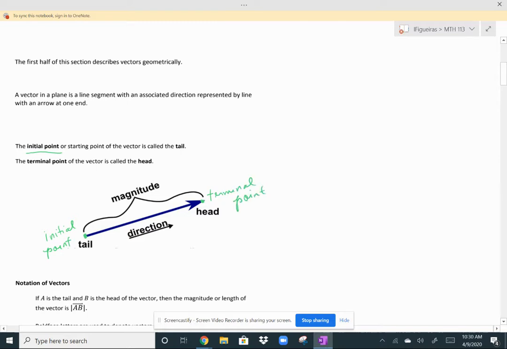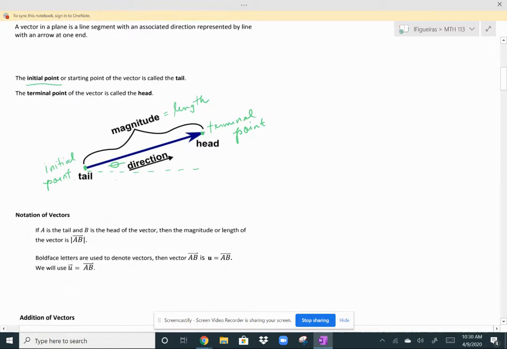The magnitude, when you're talking about this from a geometric perspective, is basically going to be the length of the vector, although magnitude could be other things other than length. But when you're graphing this, this is going to be your length. And the direction is the angle that the vector is traveling in. So if you can imagine a horizontal line here, my direction would be the angle created by the vector and the horizontal line that comes out from the initial point.